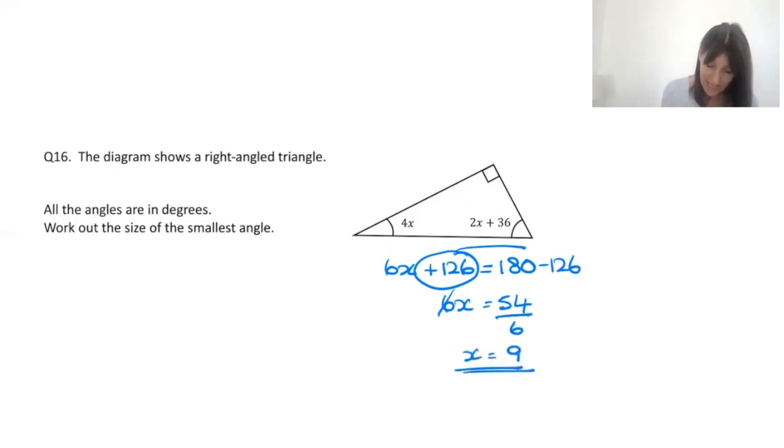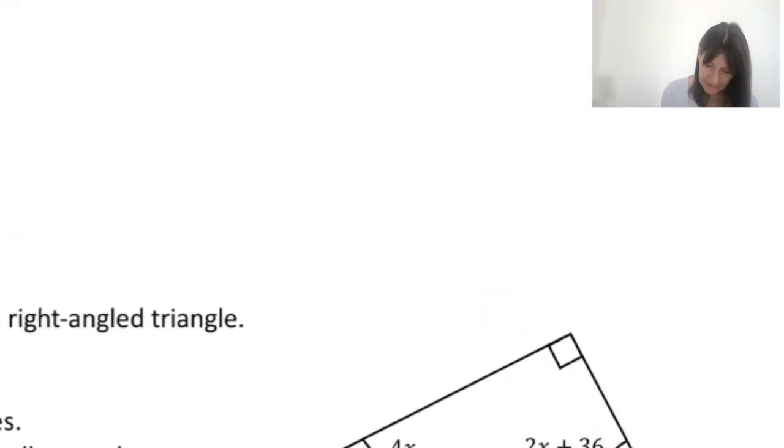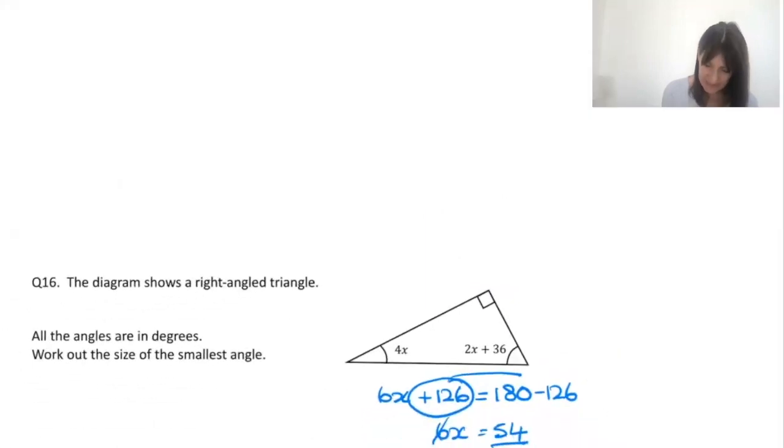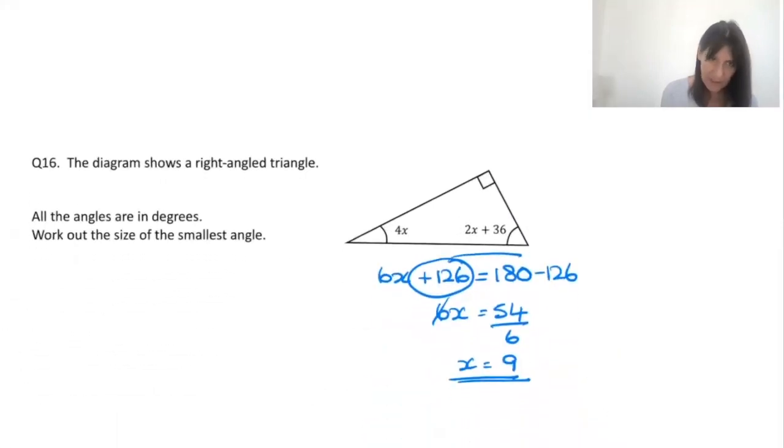But they don't want x, they want... Keeps doing, oh my goodness me, it's jumping around all over the place. Keeps doing that, doesn't it? Okay, work out the size of the smallest angle is actually our job. So 4 times x will become 4 times 9, which is 36.